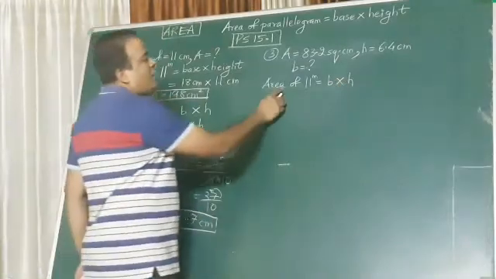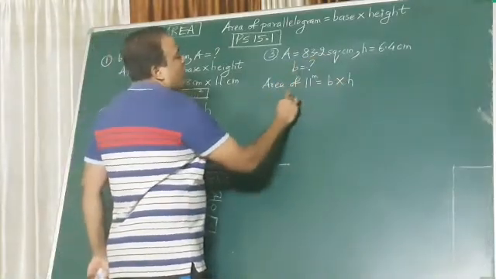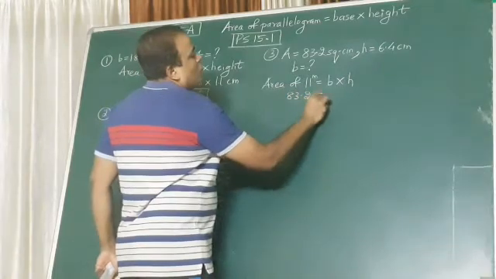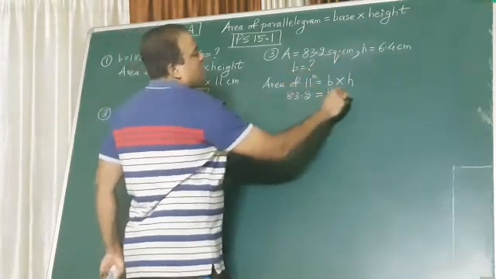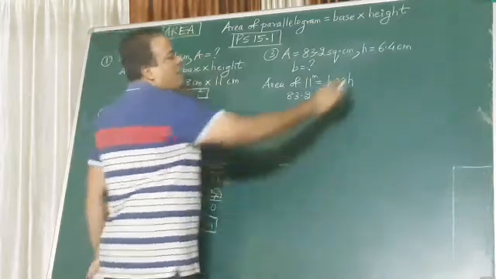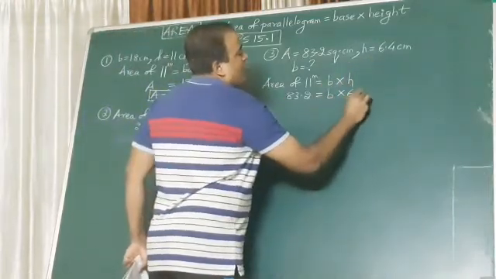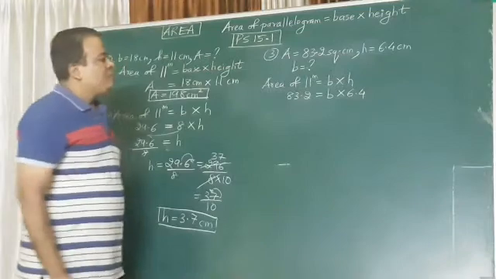Do you know the area? Yes, area is 83.2. So write 83.2. Base. Do you know base? No, base is question mark. So write base B. Height. Do you know the height? Yes, height is 6.4. Okay. So what will happen now?